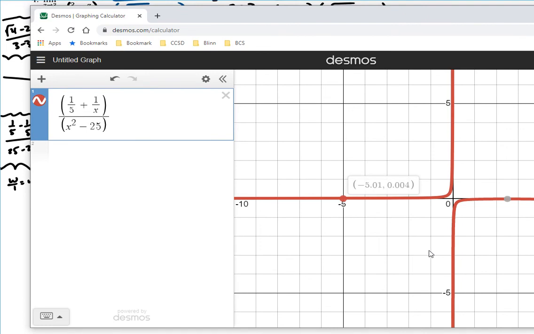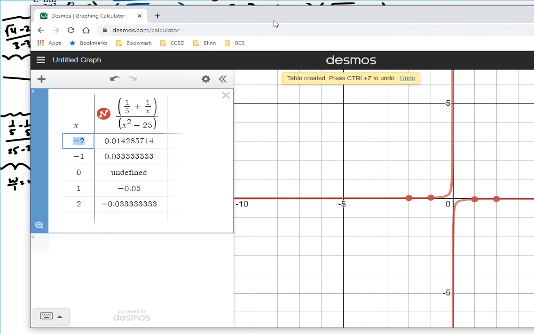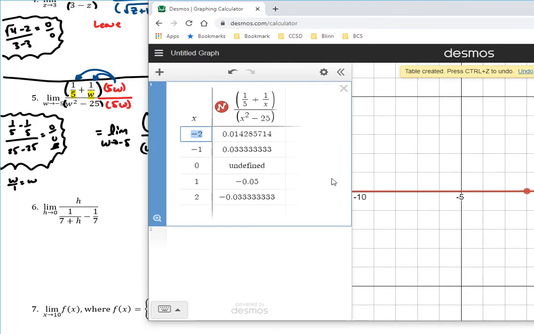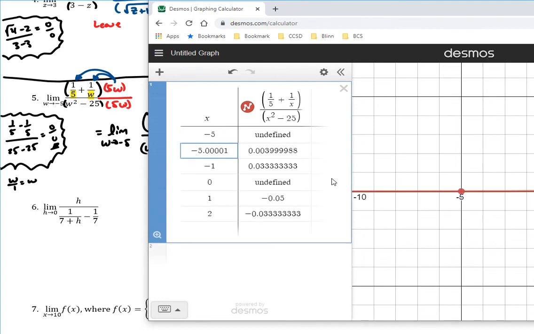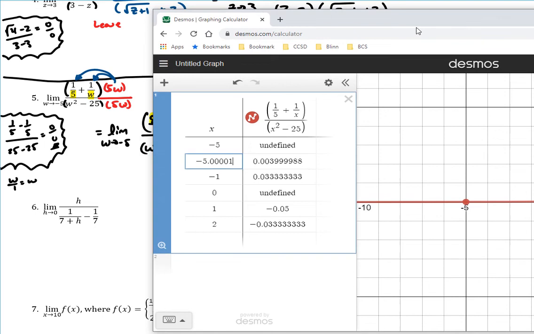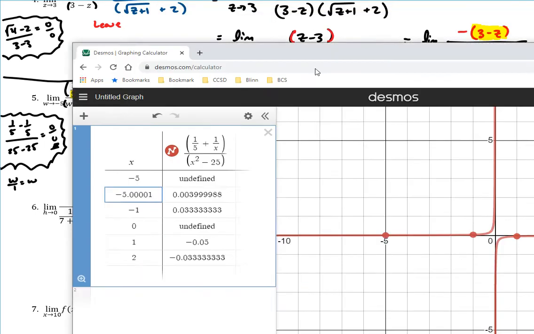Okay, so 0.004 is a decimal. You could also use the table, and we want around -5. So -5 gives us undefined, but remember, we just want something near it. So -5.0001, and we get that. And so it looks like it's rounding to 0.004. Okay, and then 0.004 is going to be that 1 over 250.